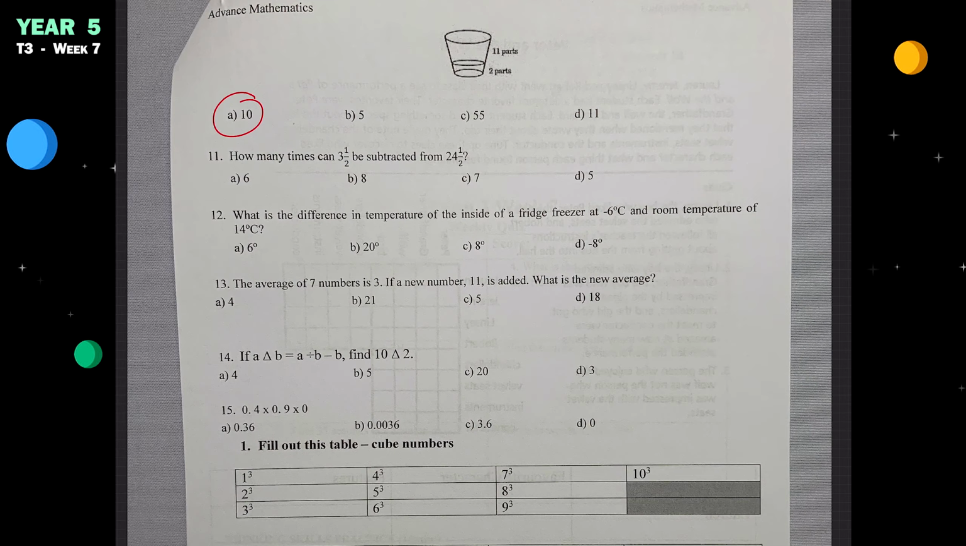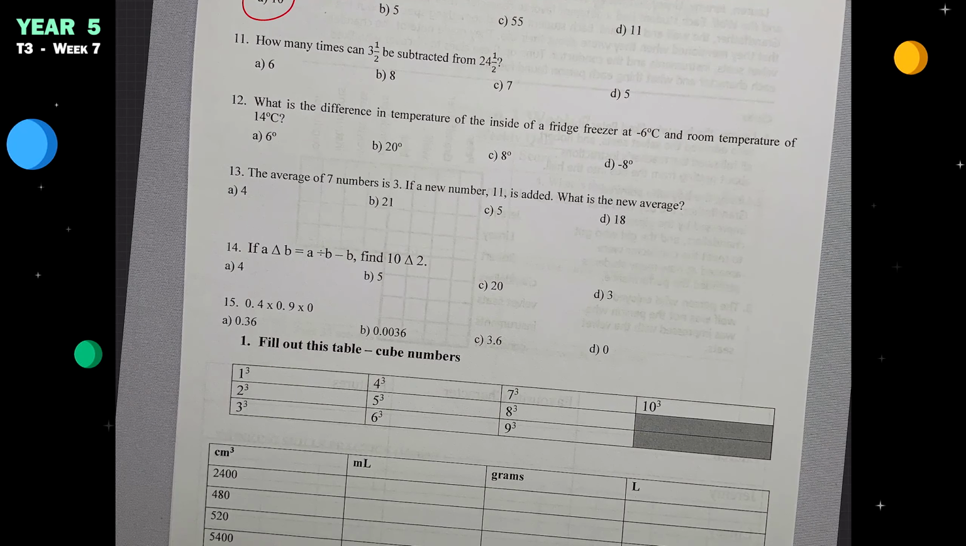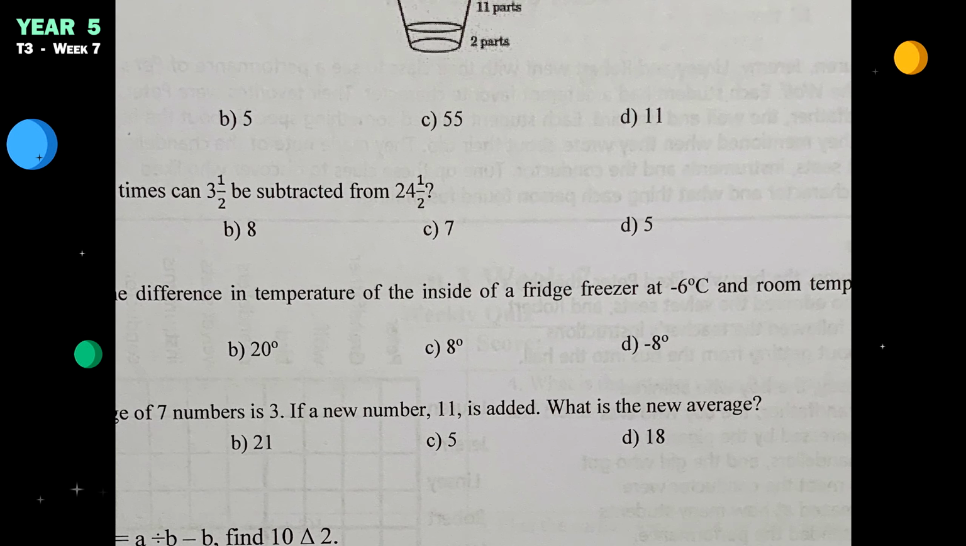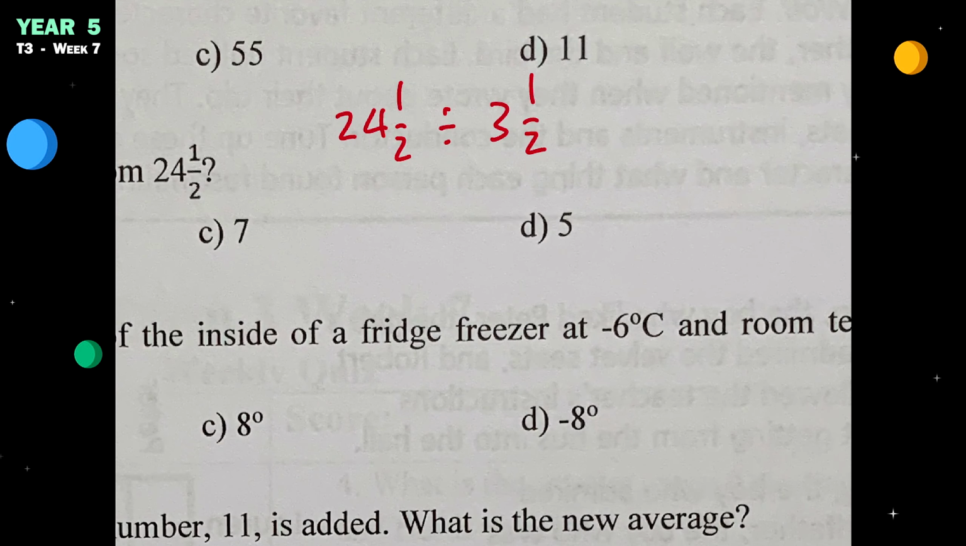Question 11. How many times can 3.5 be subtracted from 24.5? Just do division. So you do 24.5 divided by 3.5. Now we can't divide like this, so you have to turn it into an improper fraction. 24 times 2 is 48, 48 plus 1 is 49 on 2. We're dividing it by 3 times 2 is 6, 6 plus 1 is 7.